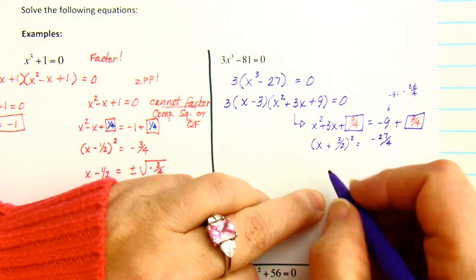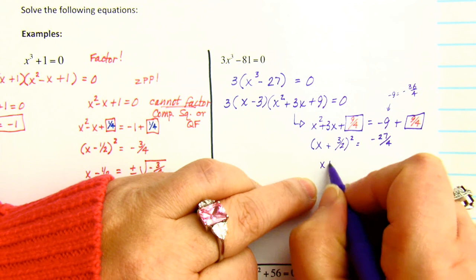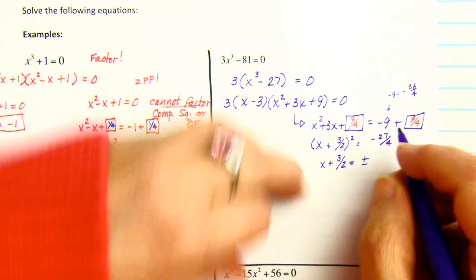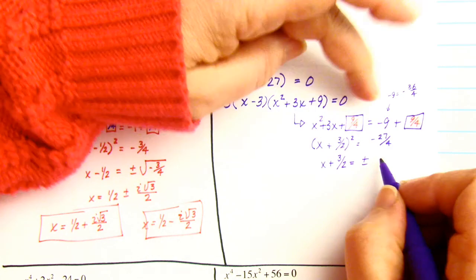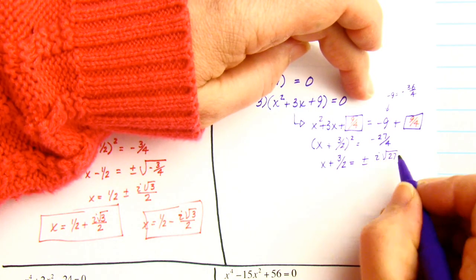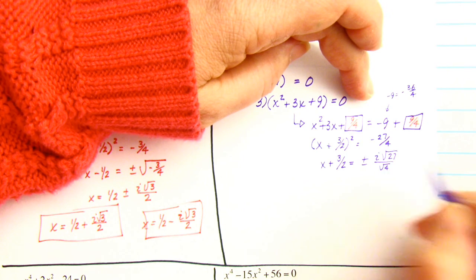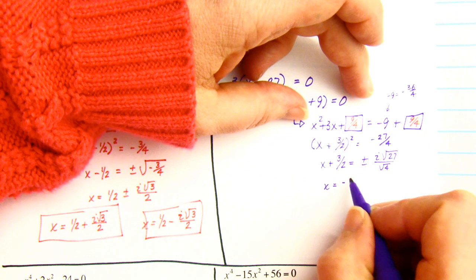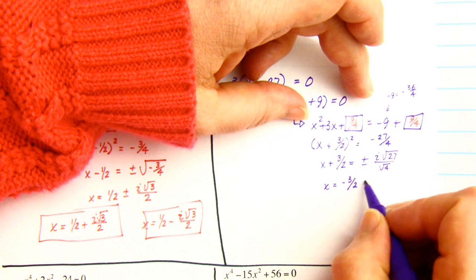Okay, I'm going to square root both sides. x plus 3 over 2 equals plus or minus. You can take the i out right away. You know it's going to be i, root 27 over root 4. Root 4 is 2. Now I'm going to take this negative 3/2 over. It becomes negative. Plus or minus.